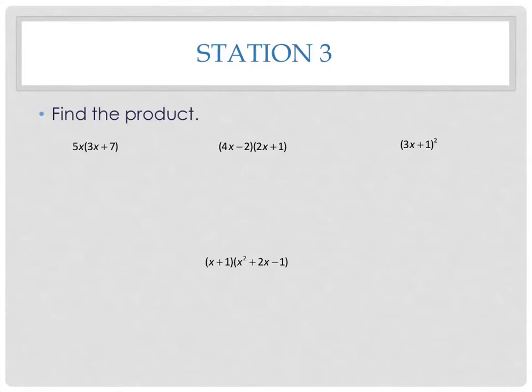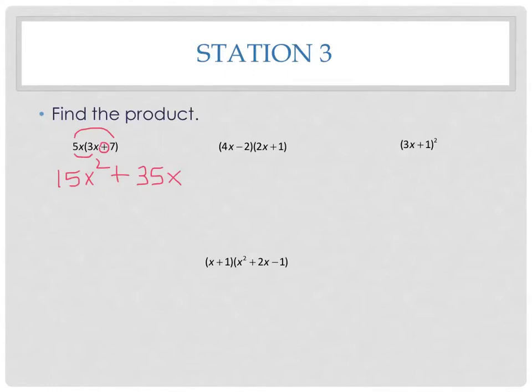Moving on, we're going to find the products in station 3. So here I've got to work the distributive property. So in number 1, I'm going to look at distributing the 5x over to 3x, and that's going to be 15x squared plus 5x times 7, and that's going to be 35x.